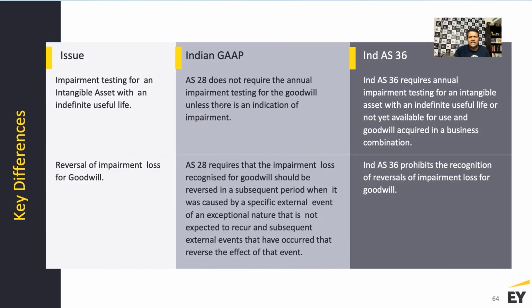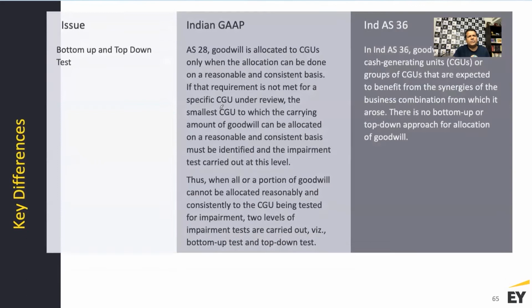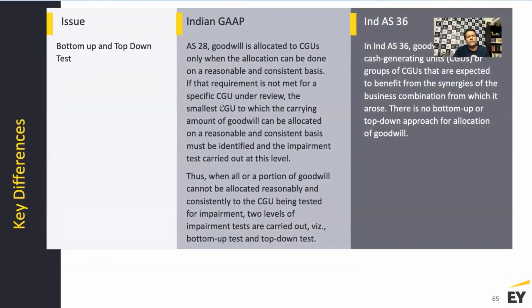That's how we see that in practice, from that perspective. Looking at some of the other differences, bottom up and top down. Under Ind AS 36, goodwill is allocated to the cash generating unit, or a group of cash generating units, that are expected to benefit from the synergies of the business combination from which it arose. There is no bottom up or top down approach for allocation of goodwill. AS 28 in a way prescribes a bottom up or a top down approach. So this may result in some different accounting outcome.